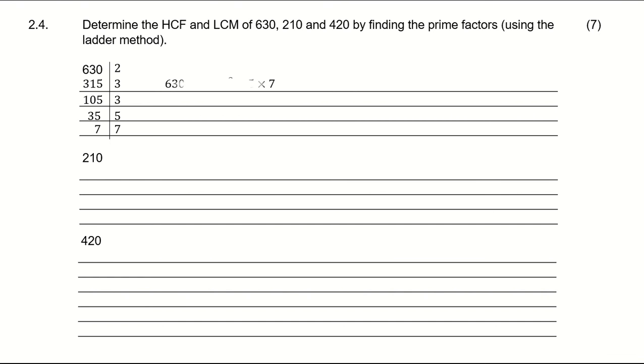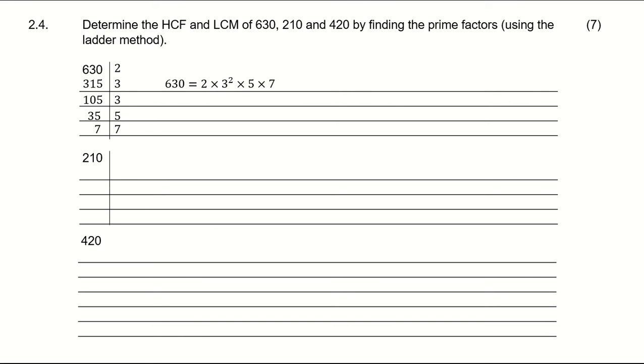So when you write this, you will write it as 2 times 3 to the exponent of 2. That is because we multiply 3 by itself twice, times 5 times 7. And that's all we're going to have.